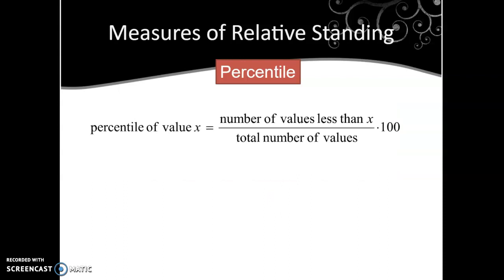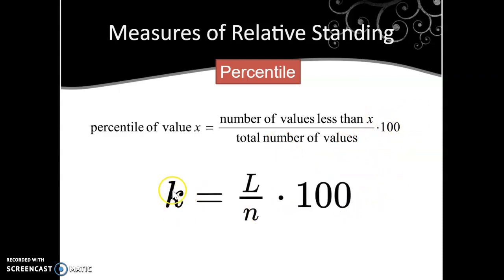I want to show you how to calculate a percentile. The formula we use is pretty easy. The percentile of a specific value, x, is equal to the number of values less than x divided by the total number of values in your data set, times 100, so we have a percent. So if k is our percentile, L is the number of values less than x, or its location, N is the total number of values, times 100.